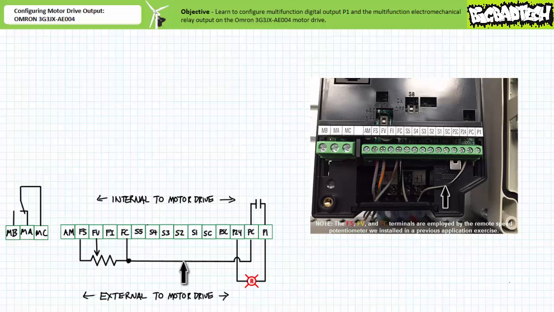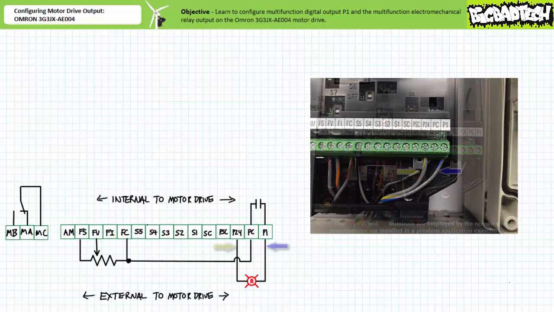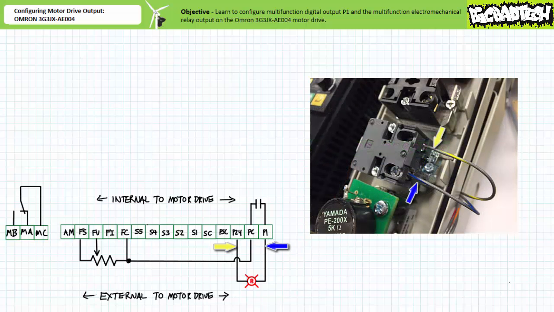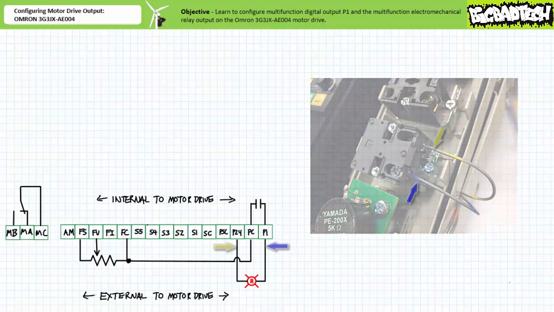First, tie together terminal FC and PC. The black spiraled wire serves this purpose. Next, route the internal 24-volt DC power supply from the P24 terminal and the P1 multifunction digital output terminal out of the motor drive. The yellow spiraled wire and the blue spiraled wire respectively serve this purpose. These connections respectively go to the high and low side of the indicator. Note this pilot lamp is 24-volt DC rated.